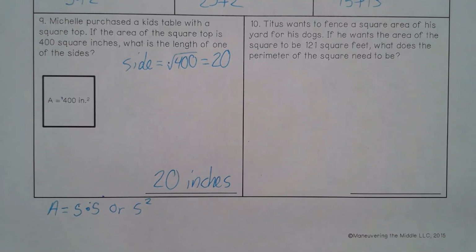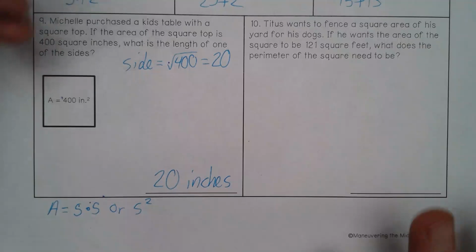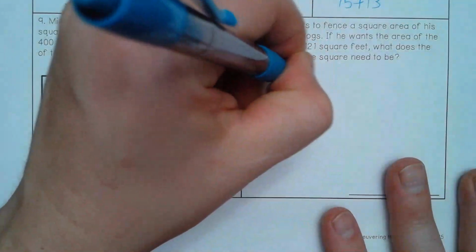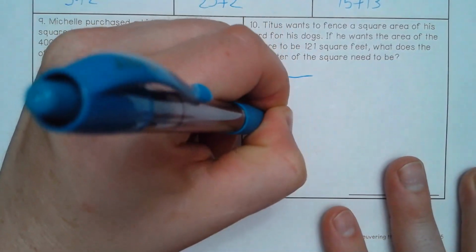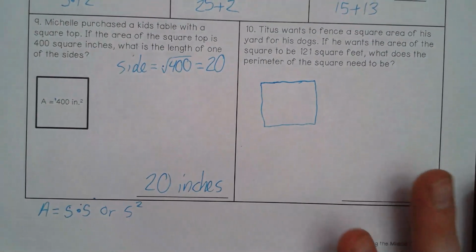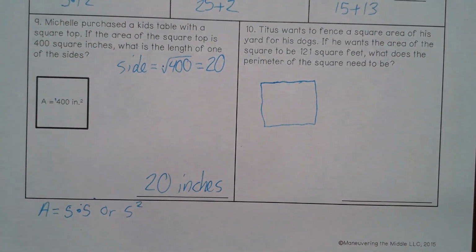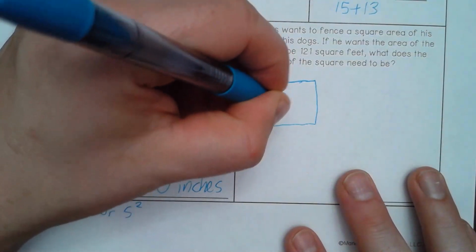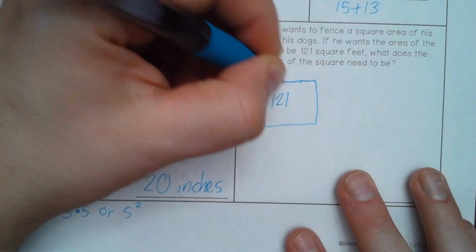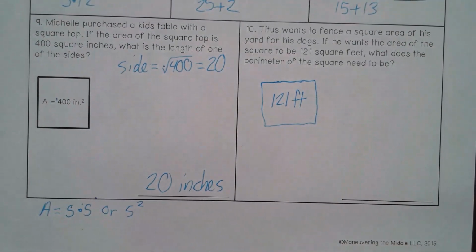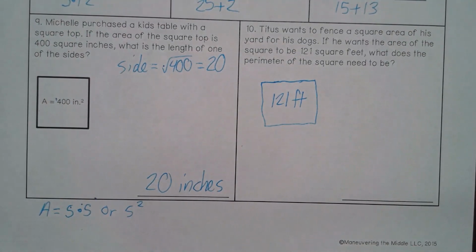Okay? Next one, Titus wants to fence a square area. Oh, we got to draw a square. Please draw a square. Everybody should have a square. I mean, that's not a great looking square, but we're going to go with it. Okay. So he wants the area to be 121 square feet. Oh, a perfect square, if you will.